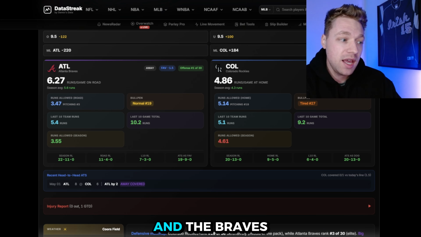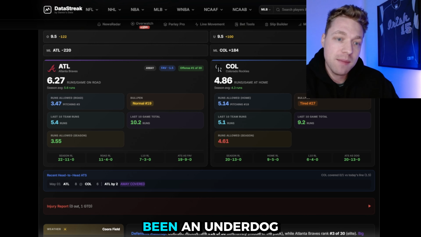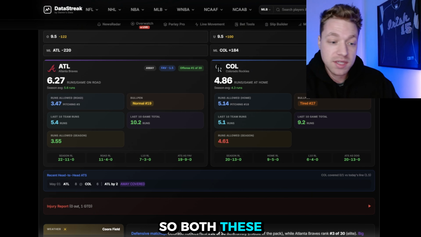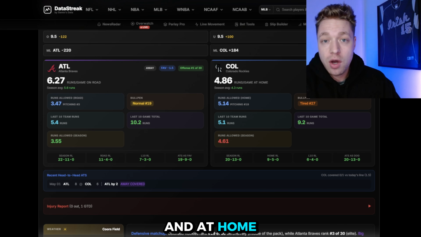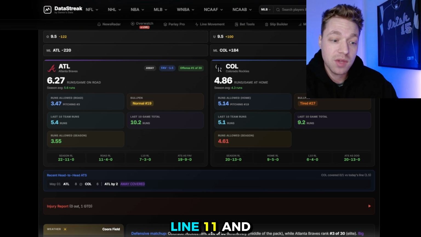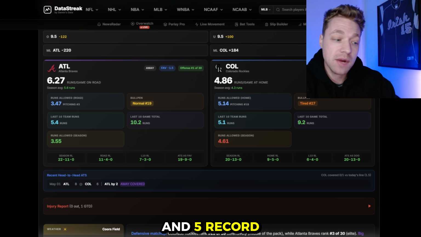with a 20-13 record. And the Braves, they've been the favorite quite a bit this season. Only a few games have they been an underdog, and they are 19-9 as the favorite. So both these teams have been really good versus the run line so far this season, but we also want to look at how they are on the road and at home versus the run line. So the Braves have also been really good on the road versus the run line, 11-4 record, and the Rockies have been pretty good as well with a 9-5 record. And then we can also see their season run line as well.